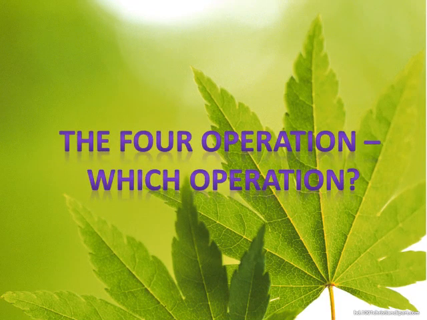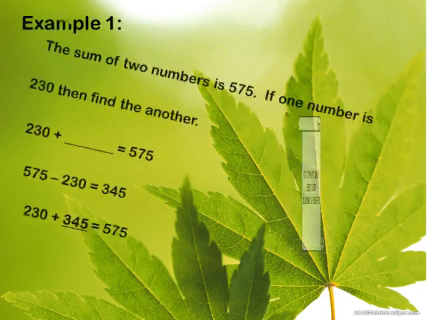In the last class, we saw about multiplication and division. I hope you have seen the video and understood the concept. Today, we are going to see which operation is used to find out the unknown number. Let us see an example.